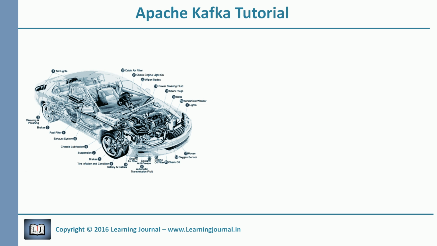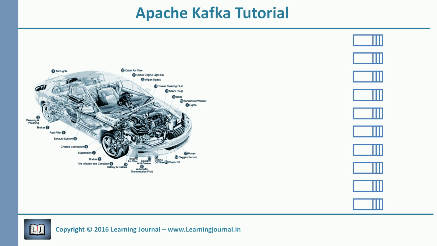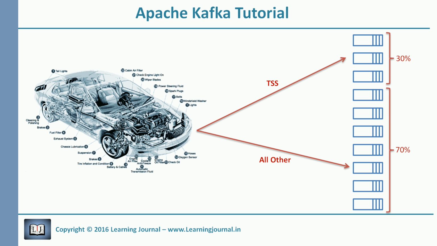Assume we are collecting data from a bunch of sensors. All of the sensors are sending data to a single topic. I planned 10 partitions for the topic. But I want 3 partitions dedicated to a particular sensor named TSS and 7 partitions for the rest of the sensors. How would you achieve this? You can solve this requirement and any other type of partitioning need by implementing a custom partitioner. Let me show you the code for solving this problem.